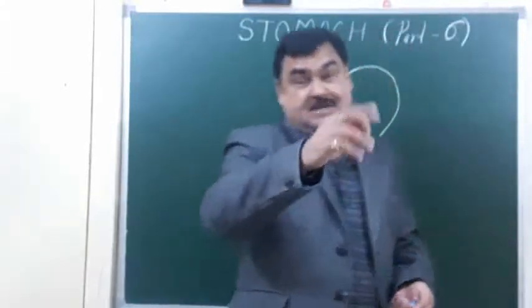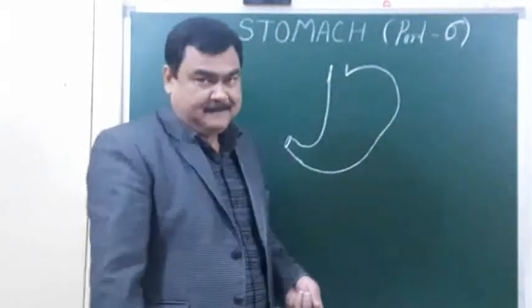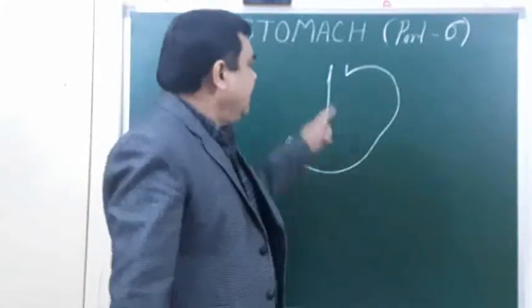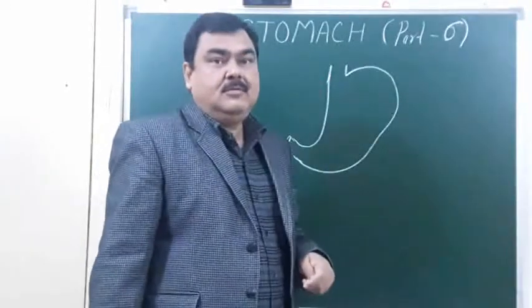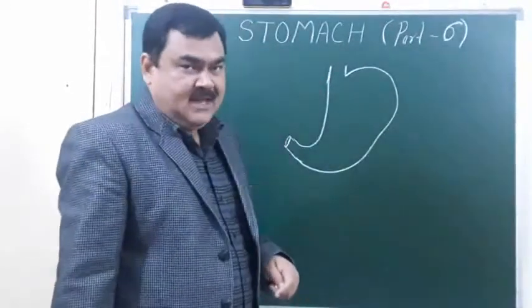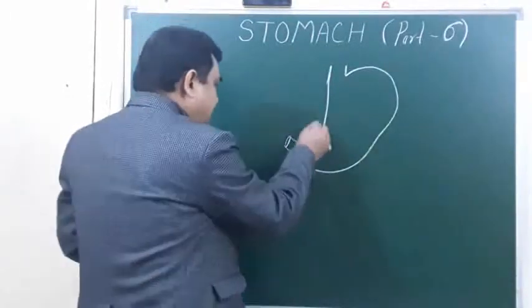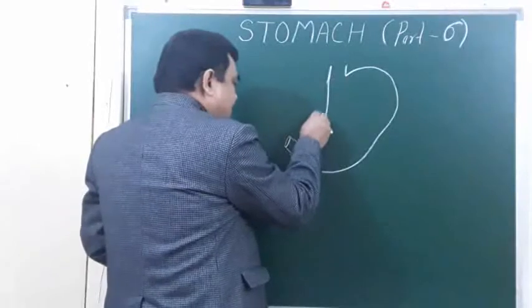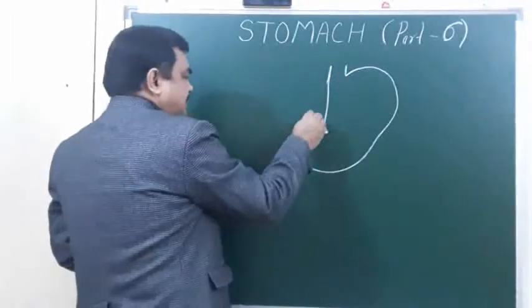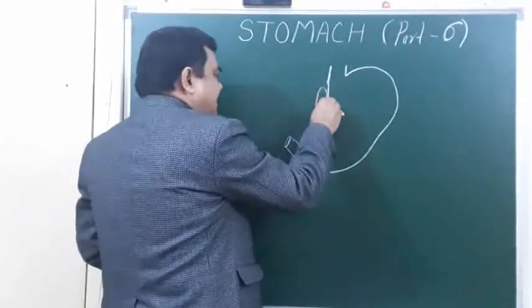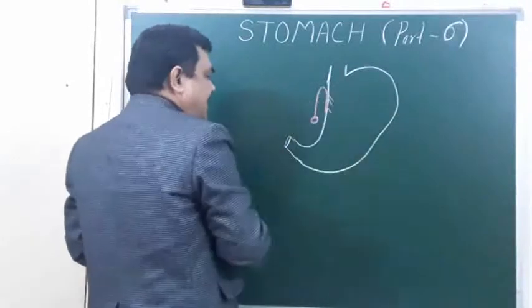Now discuss the arterial supply of the stomach. The stomach develops from the embryonic foregut, and the artery of the embryonic foregut is the celiac trunk. Here is the position of the celiac trunk. The celiac trunk gives three branches. One branch is the left gastric artery. This is the left gastric artery.